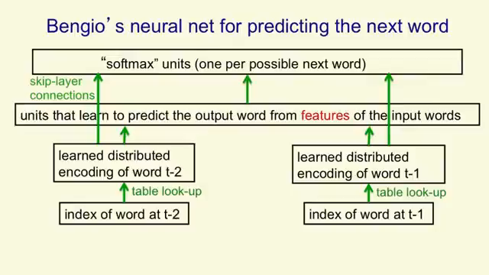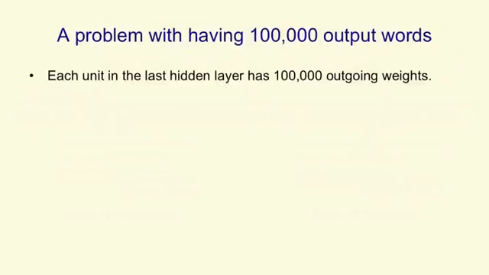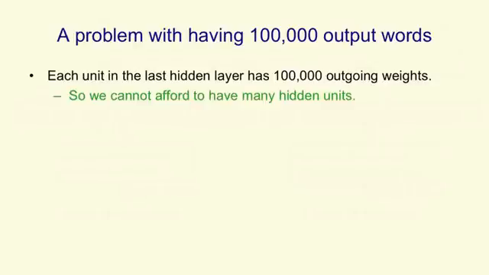Since then, these language models that use feature vectors for words have been improved considerably, and they're now considerably better than trigram models. One problem with having a big softmax output layer is that you might have to deal with 100,000 different output words, because typically in these language models the plural of a word is a different word from the singular, and the various different tenses of a verb are different words from other tenses. So each unit in the last hidden layer of the net might have to have 100,000 outgoing weights, and that means we can only afford to have a few units there before we start overfitting.